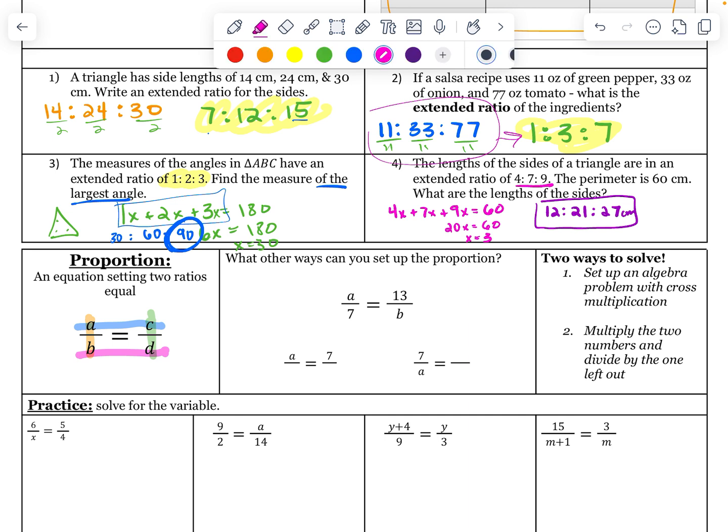All right, so I'm going to draw my A and 7 go together. 13 and B go together. A and 13 go together. 7 and B go together. So if you look, I've already got A and 7 together. So the other one that A needs to go with is that 13.